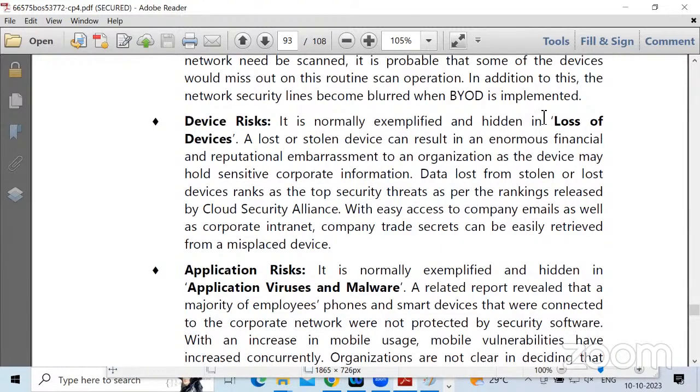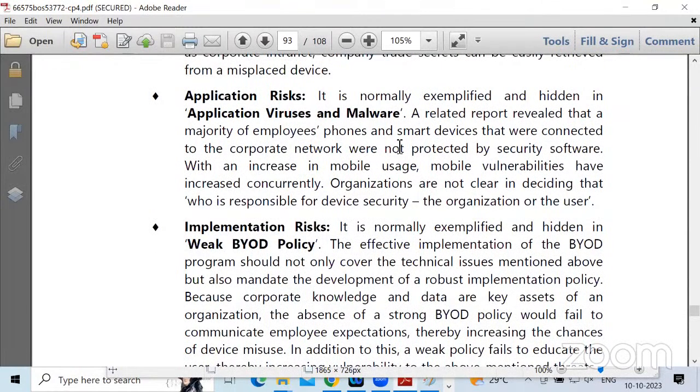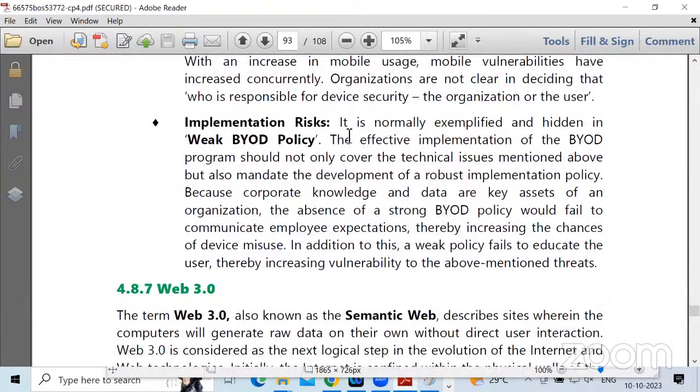Next is device risk, loss of devices. What do you mean by loss of devices? You are carrying a laptop. Suddenly, while you are going for lunch or going for an outing, the device is lost. All the data which is very confidential and kept inside the laptop will be in danger. So it is better to have an encrypted form of storage. Application risk: if you bring software which is loaded with malware or virus, every possibility is there that it can be communicated to the company network.